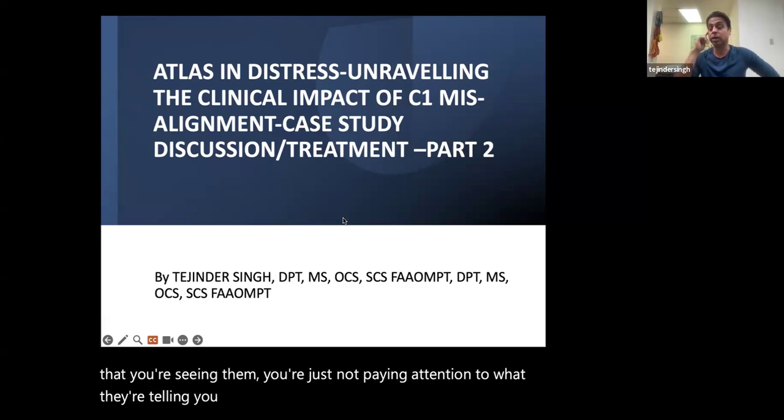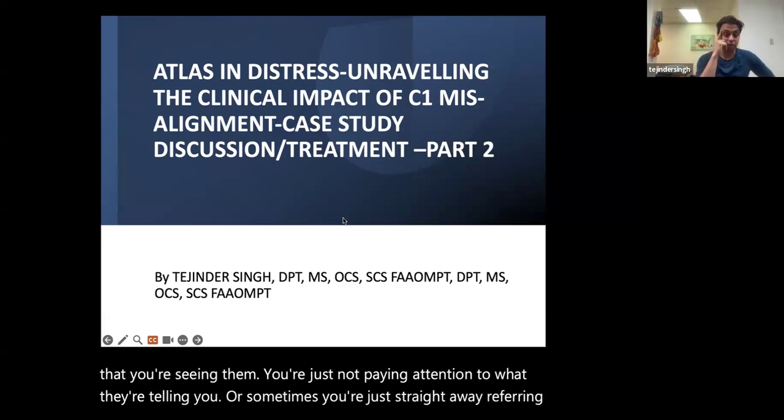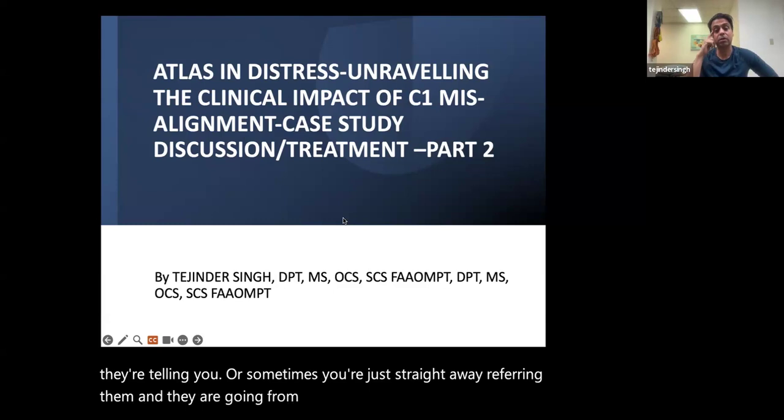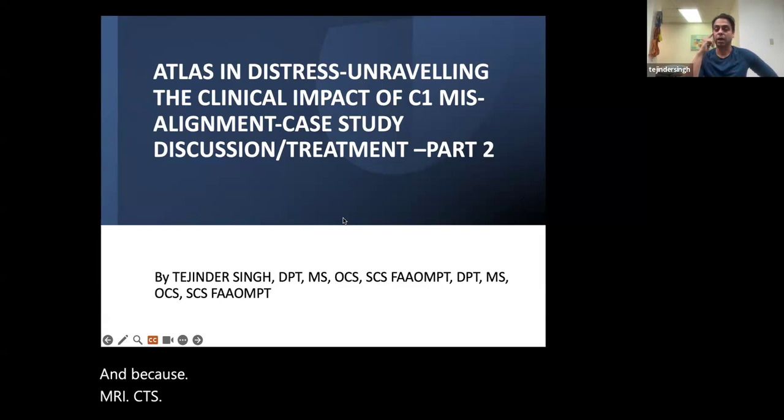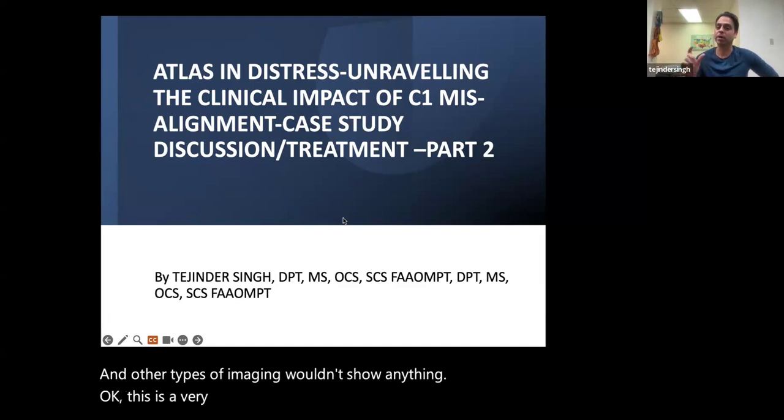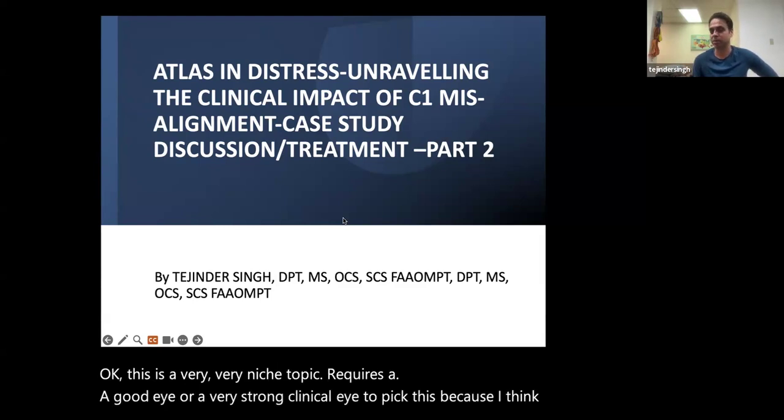Or sometimes you're just straight away referring them, and they're going from clinic to clinic without finding a solution to their problem. And because MRIs, CTs, and other types of imaging wouldn't show anything. Okay. This is a very, very niche topic, requires a good eye or a very strong clinical eye to pick this, because I'm telling you, a lot of people are missing this.